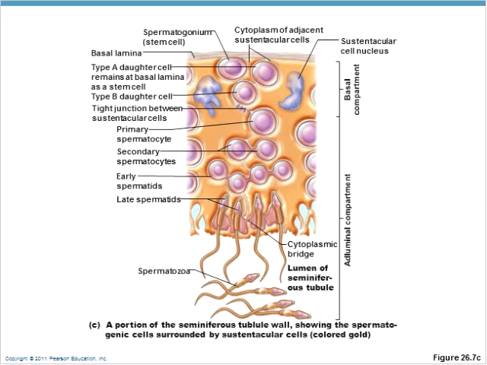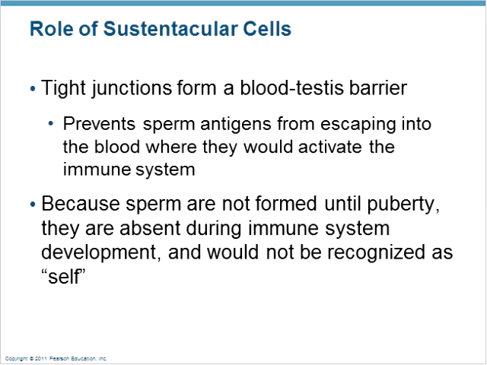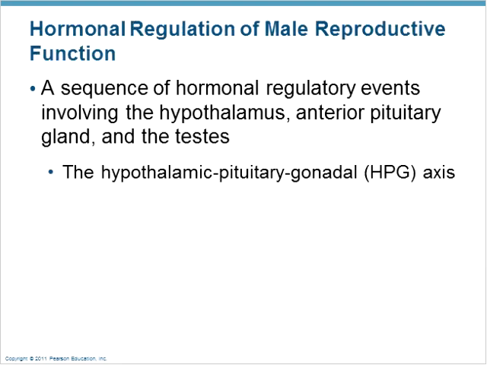that's where they live. Again, same chart we've seen before. The role of the sustentacular cells: the tight junctions form a blood-testis barrier, which prevents sperm antigens from escaping into the blood where they would activate the immune system. Not good. Because sperm are not formed until puberty, they are absent during immune system development, and they would not be recognized as self, so the body would start to destroy them.